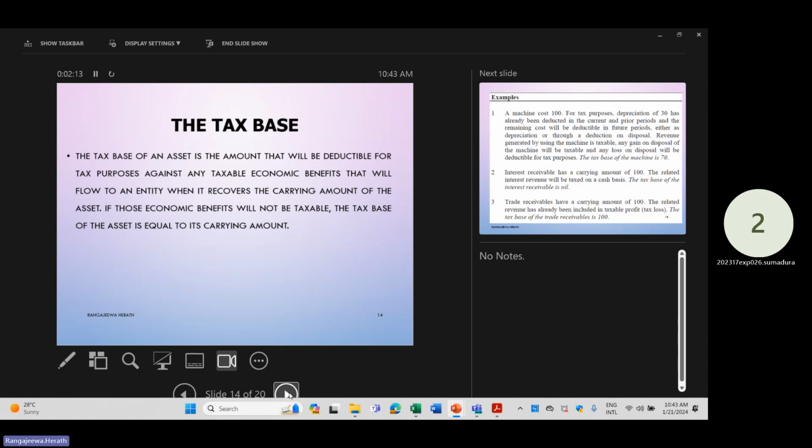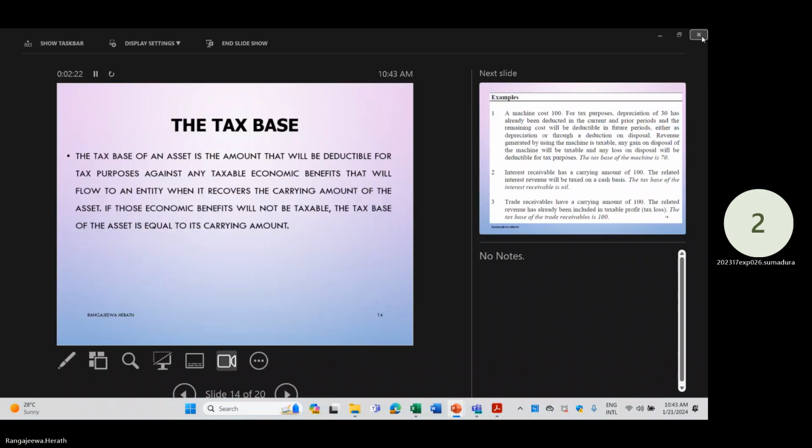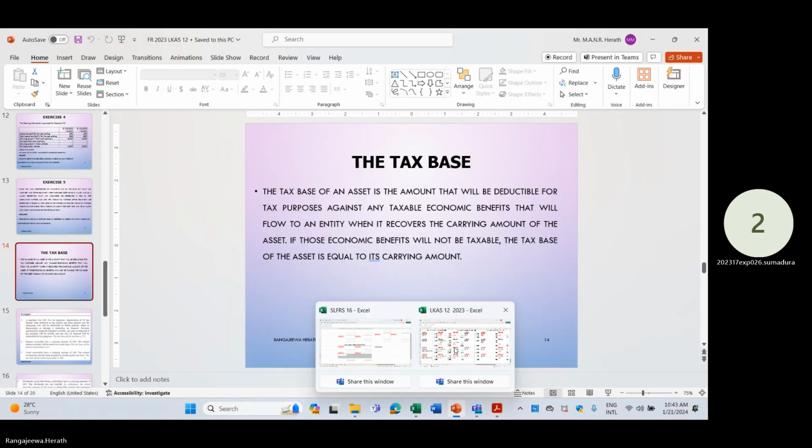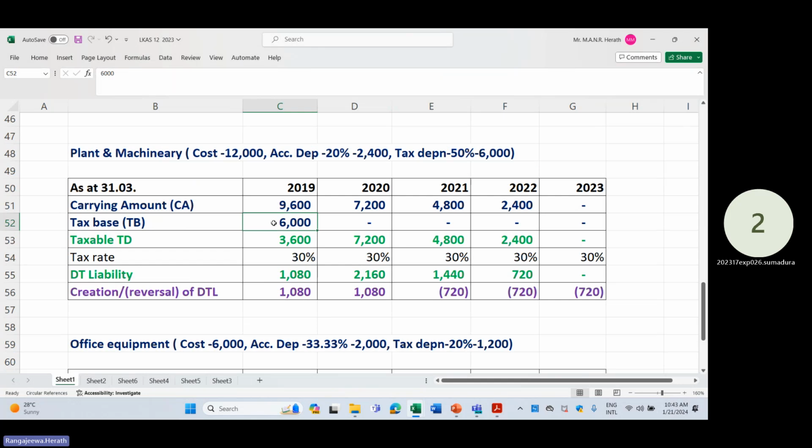Now the tax base, then, let's just take the previous activity we discussed. Now here, what is this tax base 6,000? That is the total amount that will be depreciated in the future for tax purposes. Right. The amount that can be deducted for tax, the amount considered for tax, is what we call the tax base.